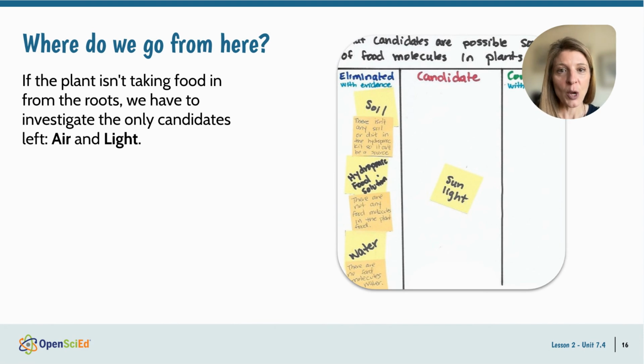This is our bridge. We've officially proven that there are no food molecules below the ground in the soil or in the water or the hydroponics food. On your candidates list poster, you'll want to move the sticky notes for soil and plant food from the candidates column to the eliminated with evidence column. This visual move is what creates the drive for lesson 3. If the plant isn't taking the food in from the roots, we have to investigate the only candidates left, air and light.